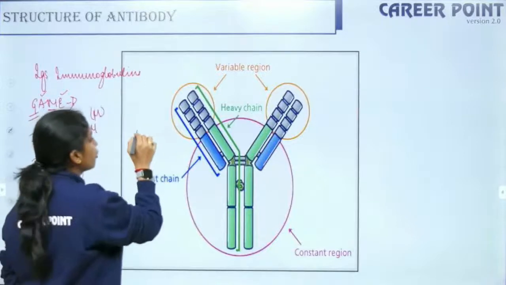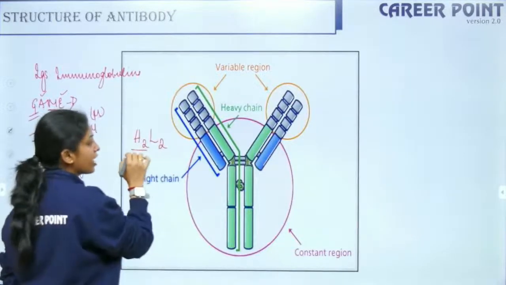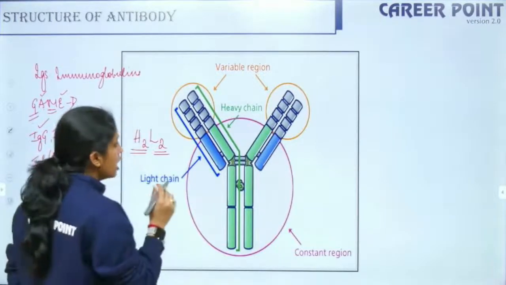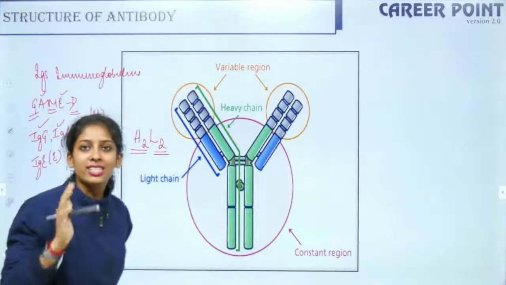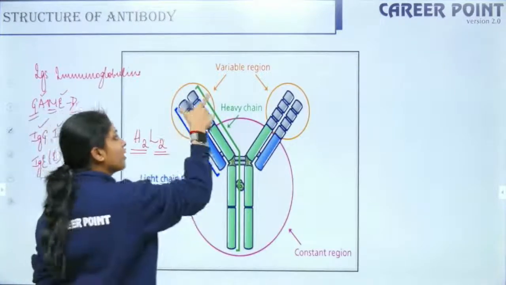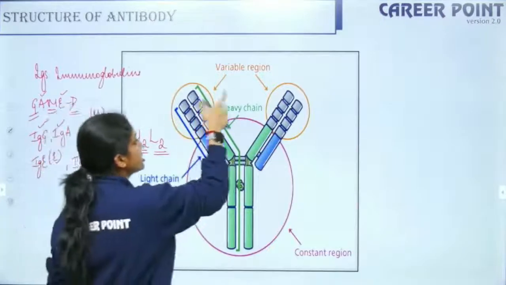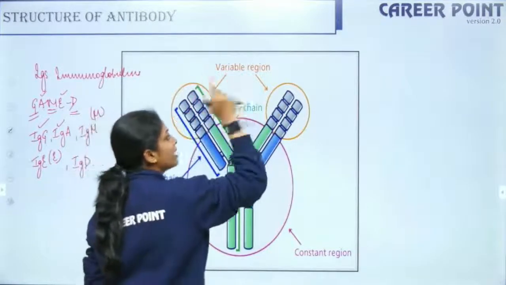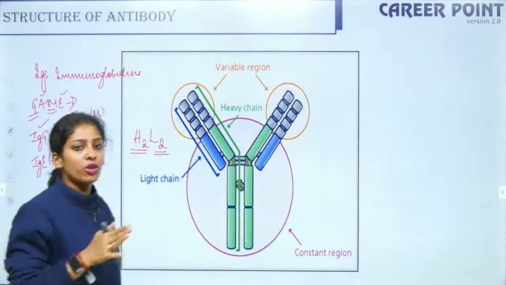So we have 2 heavy chains and 2 light chains. So I write H2 and L2. Fine? So this portion, which is circled in pink, is the same for all 5 types of immunoglobulins. Only this portion changes for each antibody, because this is what binds to the antigen. So this is the antigen binding site. Fine? Clear? The structure of immunoglobulin is clear?